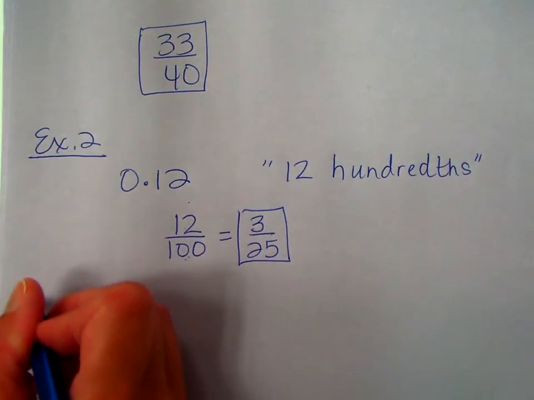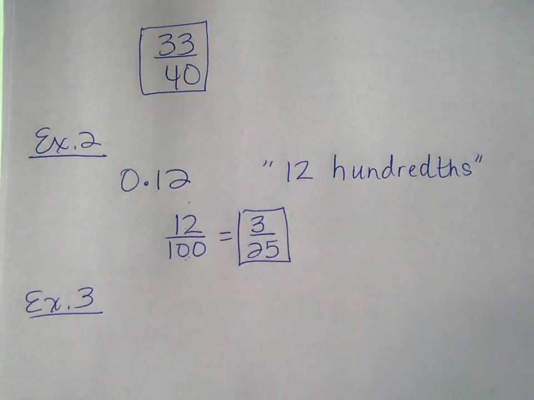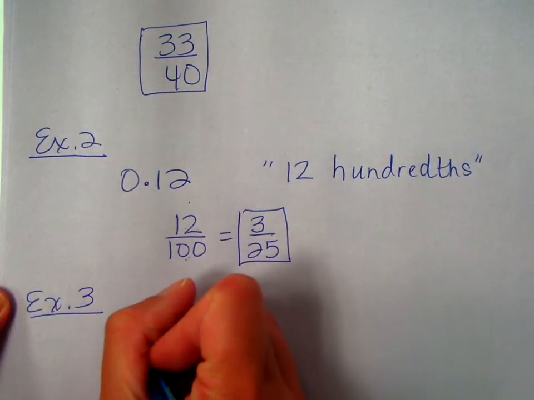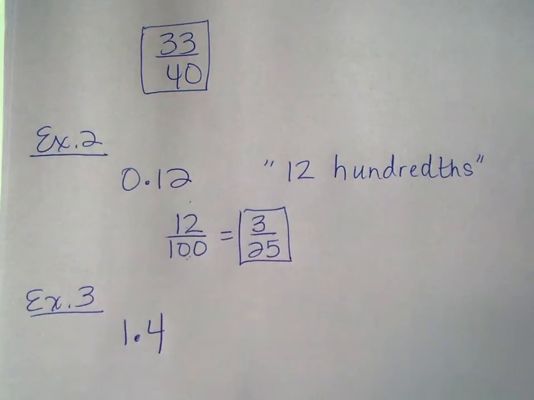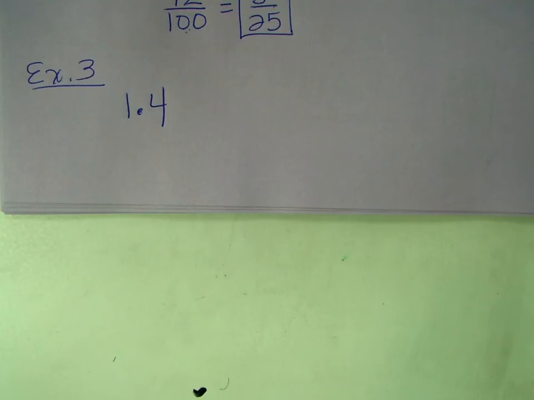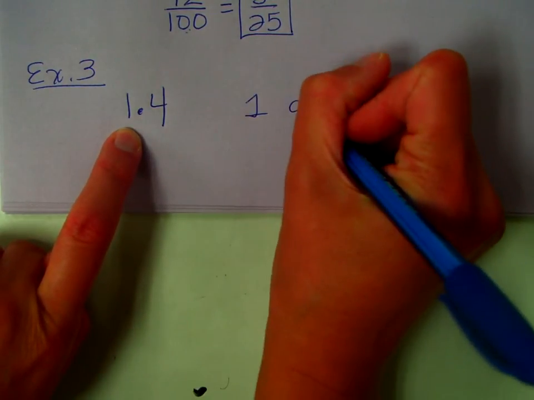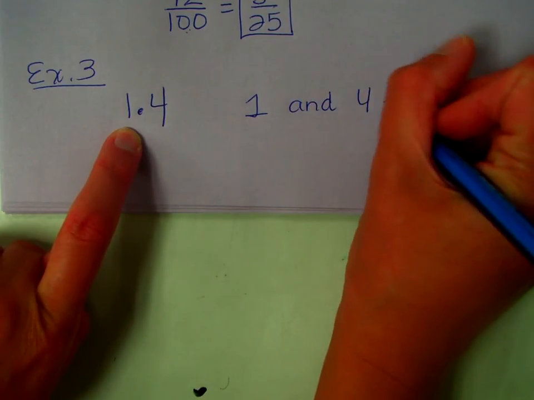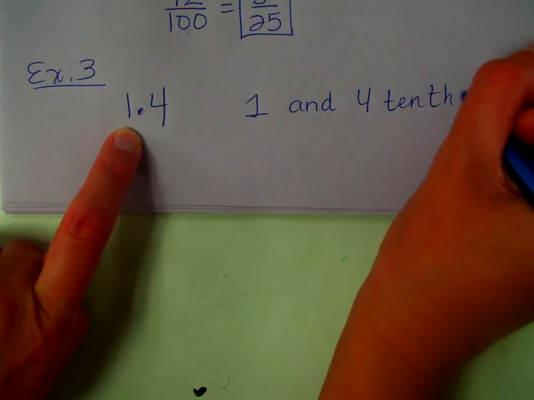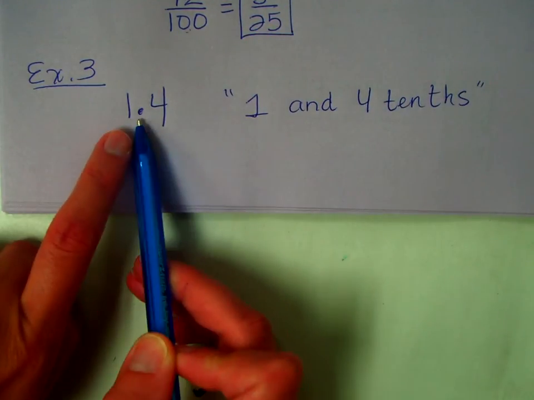All right, let's take a look at one more with the terminating decimal before we move on here. What if we now have a whole number? How do we read this one? Haley? 1 and 4 tenths. So it's 1 and then our 4 tenths. Okay, so that whole number kind of stays out in front.